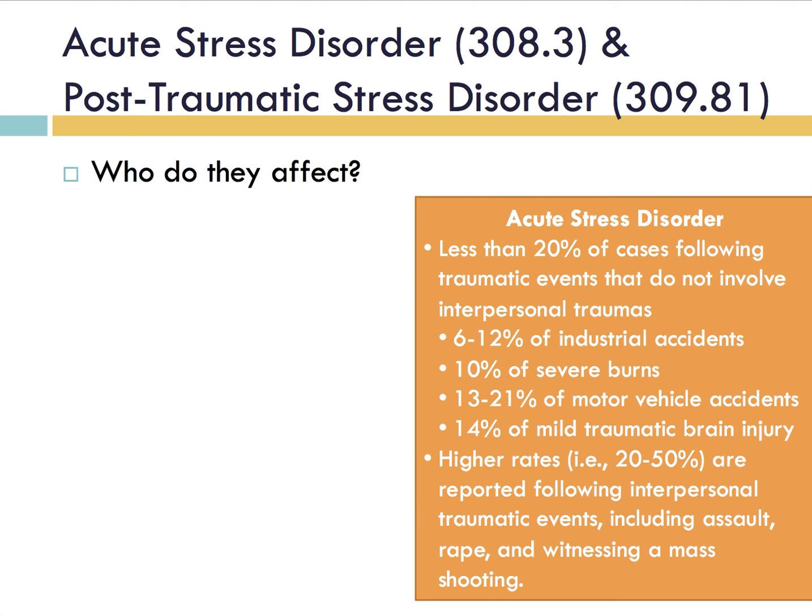And about 14% of people who experience some form of mild traumatic brain injury, though depending upon the cause of the TBI, these rates can vary considerably. However, as I noted before, when the trauma is interpersonal in nature, the rates skyrocket, and it's hard to pin these numbers down just because a lot of people don't report symptoms or seek help. However, estimates suggest that between 20 and 50% of people who experience some type of interpersonal trauma, like assault, rape, or witnessing a mass shooting, likely meet diagnostic criteria for acute stress disorder.